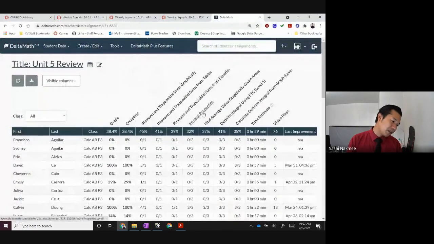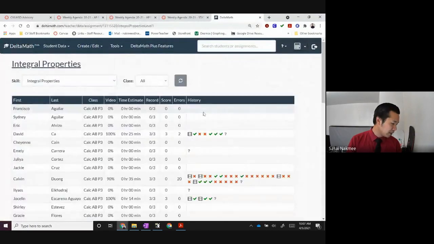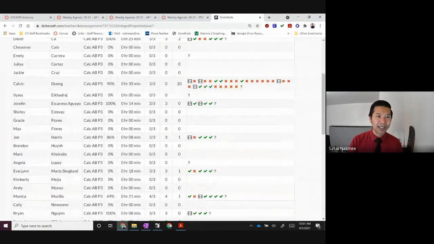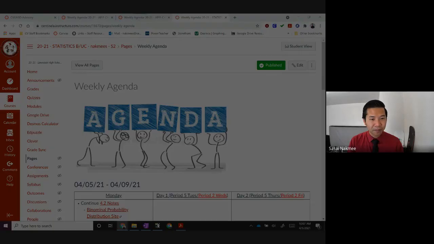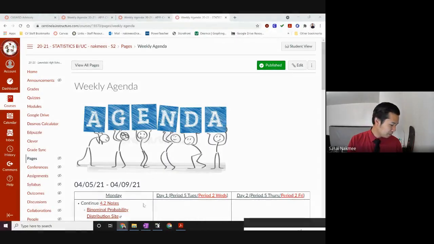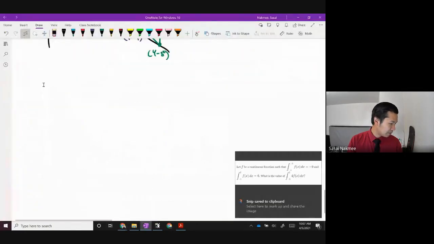Let's see the integral properties. Let's click on that one. I should not be putting that on the screen. That just shows everybody's attempts. Let's take a look at an example here. I'm going to screenshot it, and then I'm going to put it onto mine. Let's take a look at this problem. And let's put it onto here.